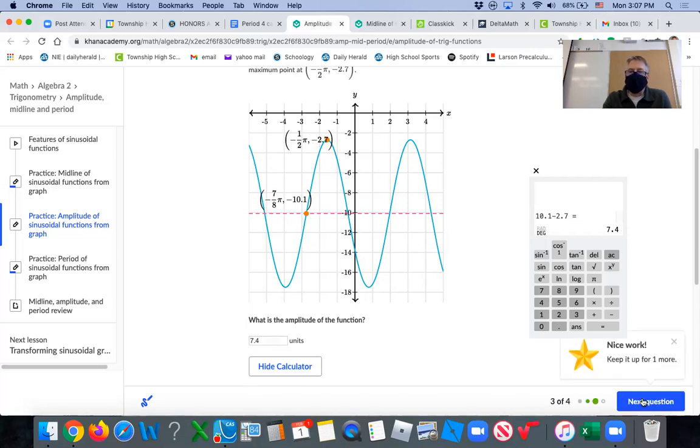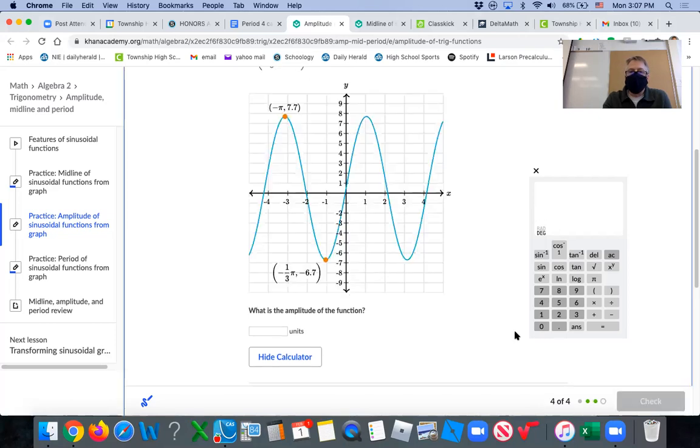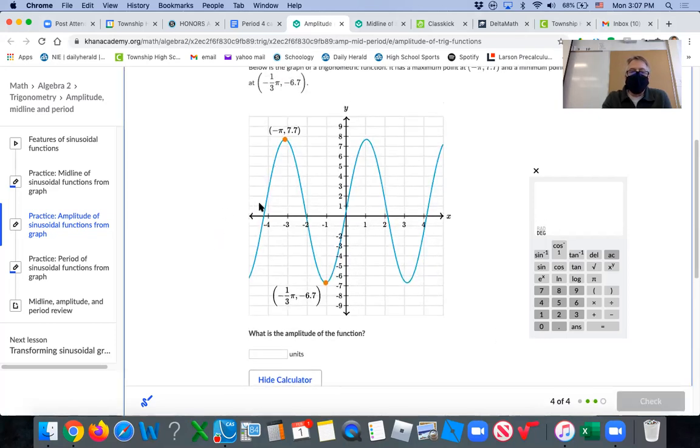Let me try another one. All right, again, the amplitude is the distance from the midline to either the top or from the midline to the bottom. So another way I could do that is if I know that this is up at 7.7 and that's down at negative 6.7, that means that the distance from here to here would be 14.4.